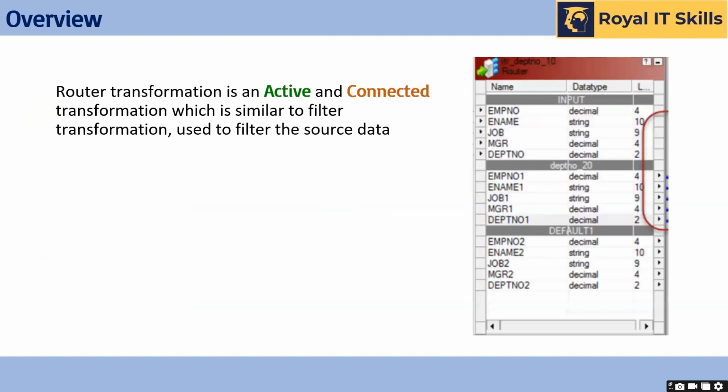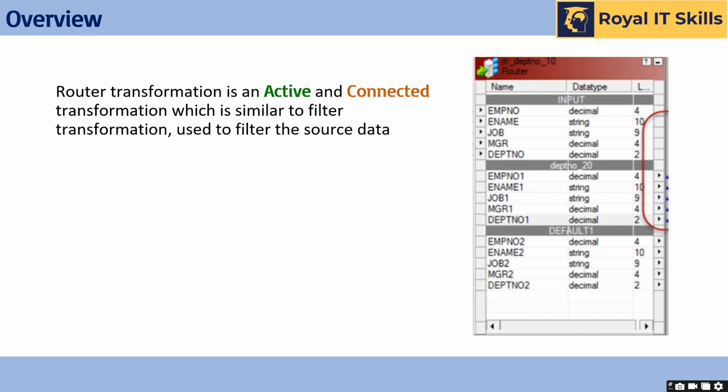So router is an active and connected transformation. Similar to filter, a router is also an active and connected transformation. There are similarities between filter and router transformations. Filter is a single group transformation. Router is a multi-group transformation.